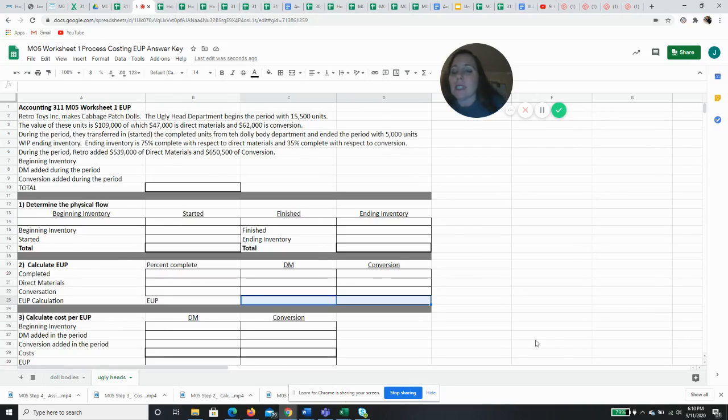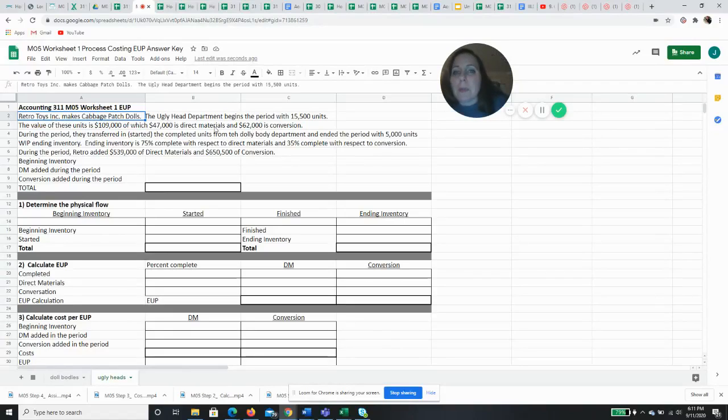All right, let's start by adding up our costs. So we are still Retro Toys. We are still making Cabbage Patch dolls. And we have transferred the bodies from the doll body department into the ugly head department. If you're wondering why I'm calling it the ugly head department, go ahead and Google Cabbage Patch dolls and let me know if you disagree.